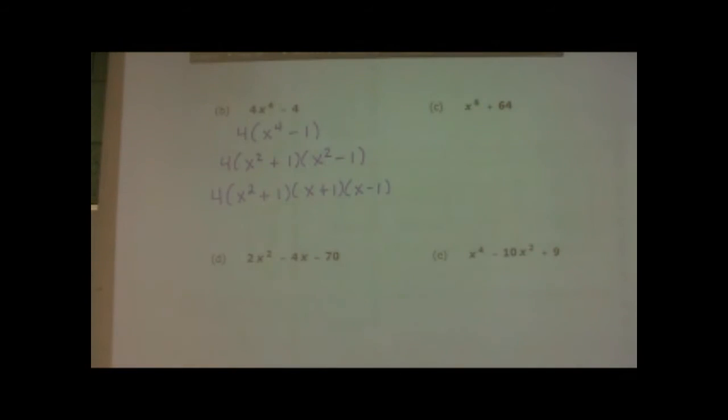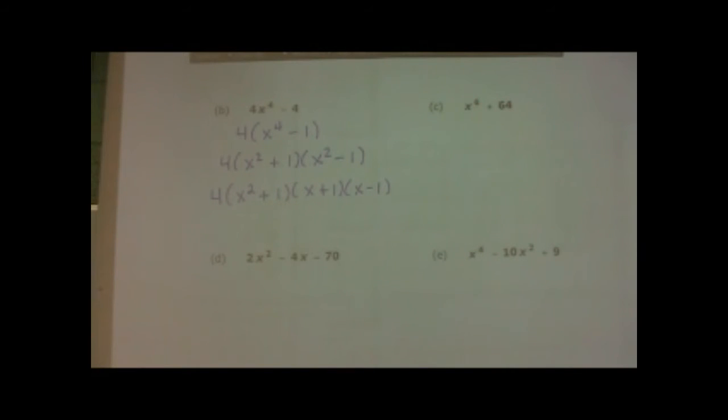So now we're going to have 4. Make sure you bring that down. Bring down the x squared plus 1. And the x squared minus 1 factors to x plus 1, x minus 1. Now we're going to check and see if this will go further. We said this doesn't. We have a power of 1 here and a power of 1 here, so we're done.